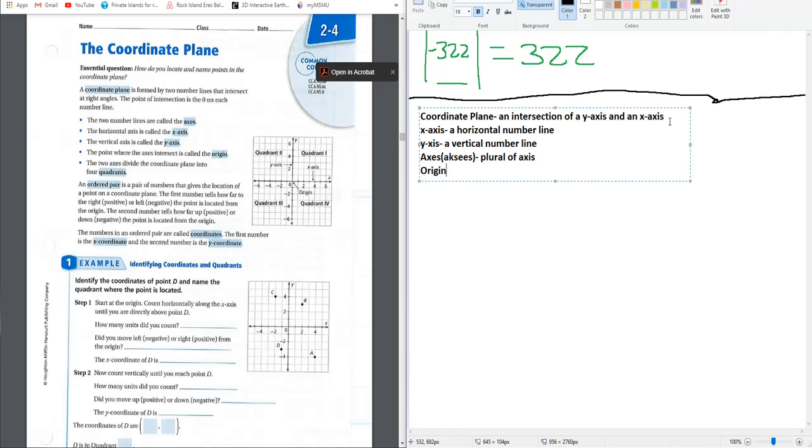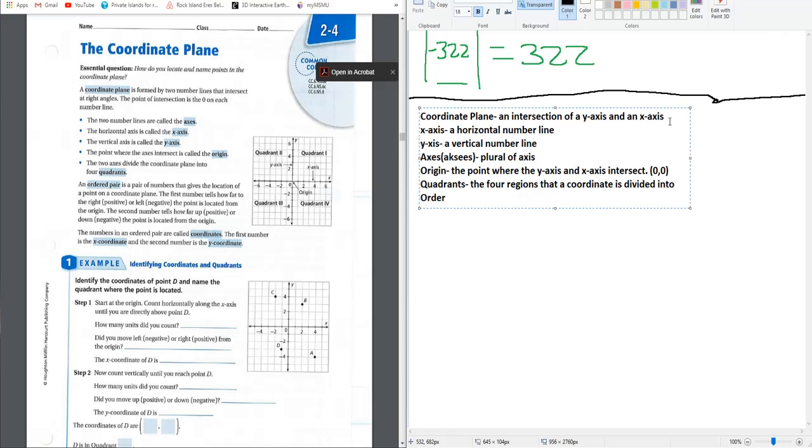Next, origin. It's the point where the y-axis and x-axis intersect. So wherever they touch, that's the origin. It also has the ordered pair 0, 0. I'll go over ordered pairs in a bit, but for those of you who remember that it's ordered pair 0, 0. You also need to know quadrants, which are the 4 regions that a coordinate plane is divided into.